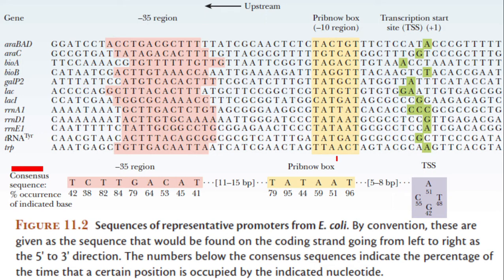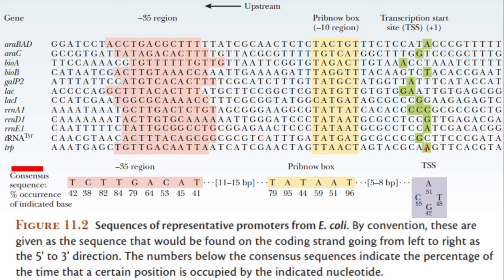All of them have the same sequence in the minus 10 region. We call it the Pribnow box. Then there is a region which is variable for different genes. Then there is a region which is common to many of the genes. It is in the minus 35 region.